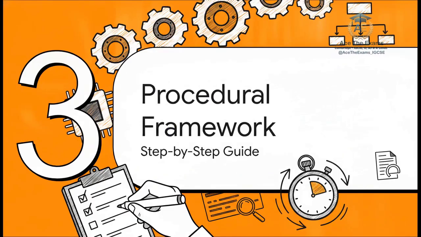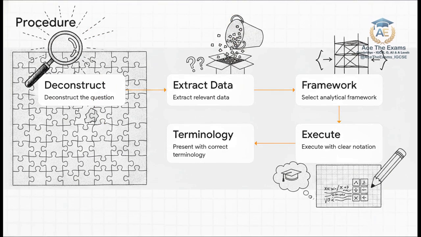Now we move to the execution phase. Section 3, the procedural framework. This is your computer science success blueprint. If you want to transform your answers from red pen marks to green check marks, here are the 5 logical steps you must follow every single time. 1. Deconstruct the question. What is the command word? Are they asking you to identify, describe, or evaluate? 2. Extract the relevant data from the scenario. 3. Select your analytical framework. Like we talked about, use PEAL for those extended written answers. 4. Execute your solution with incredibly clear notation. And 5, present it all with the correct terminology.